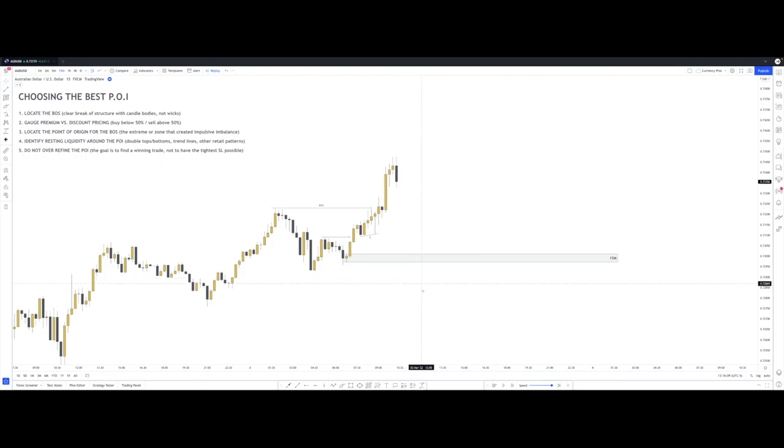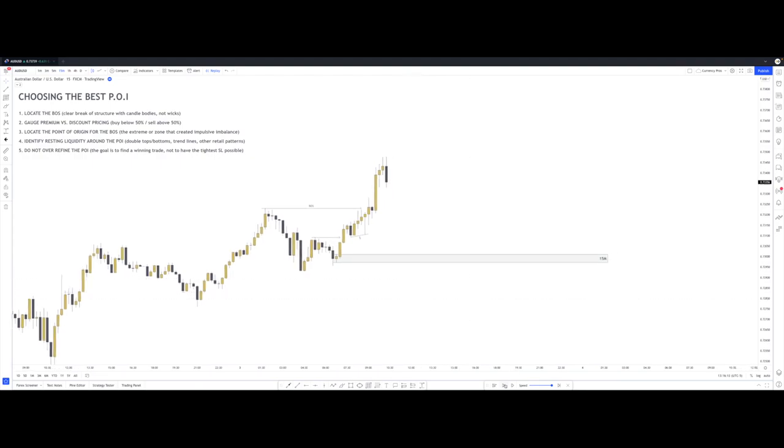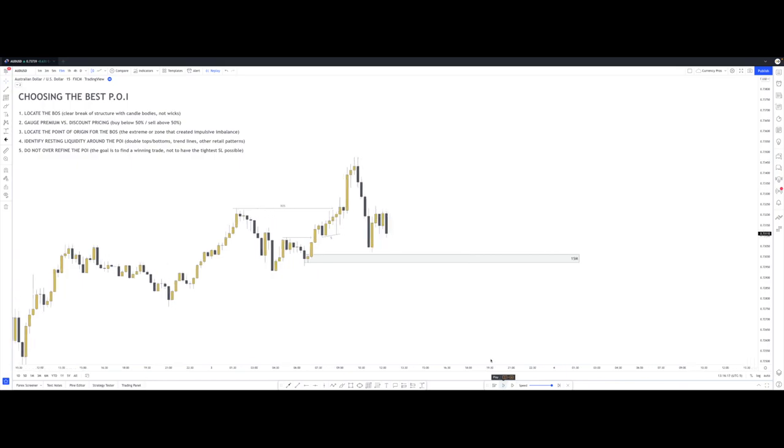So now that we've gone through all 5 steps of choosing the best POI, let's play price forward and see what we can see here. Okay, that went pretty quick. As you can see, we did not trigger the point of interest just yet. Let me place a position tool here though, because I didn't do that yet.